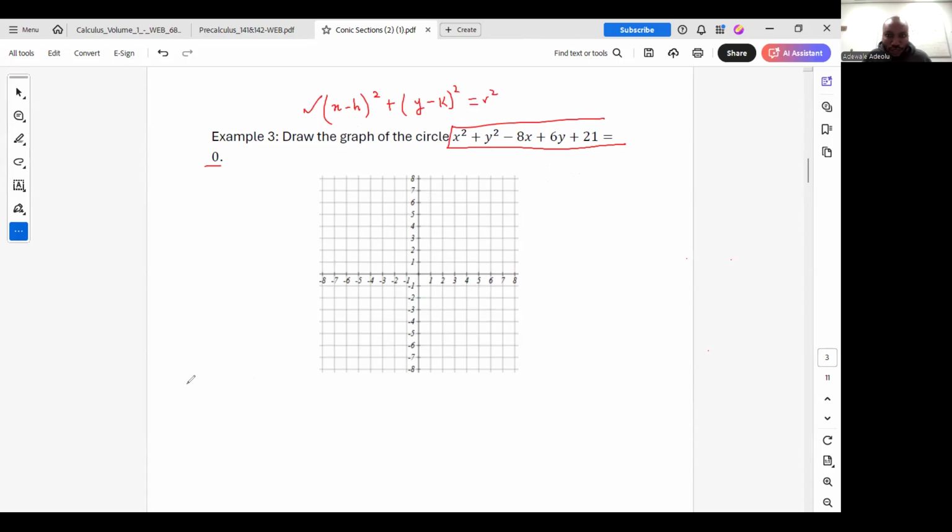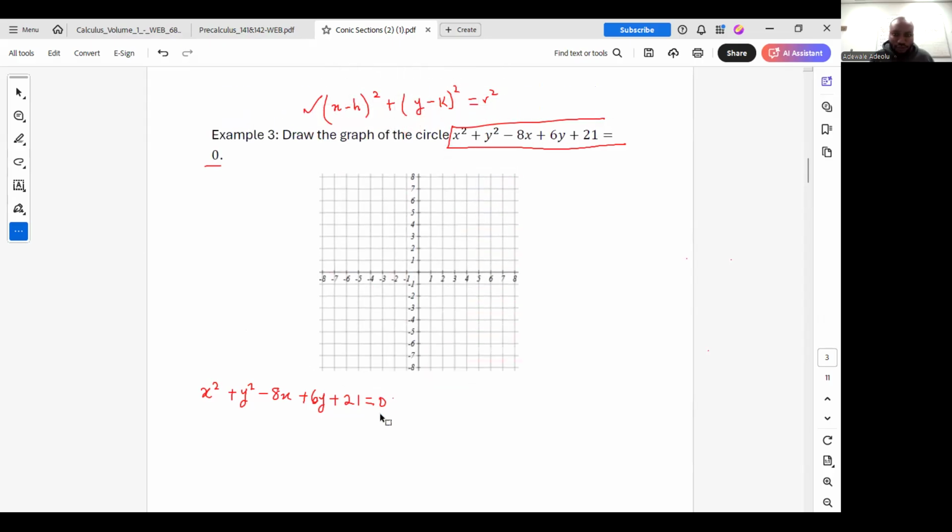So to do that, let me quickly show you. x squared plus y squared minus 8x plus 6y plus 21 equals 0. So what we need to do is to complete the square.